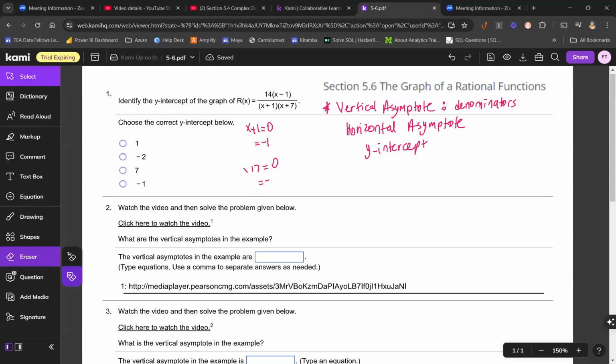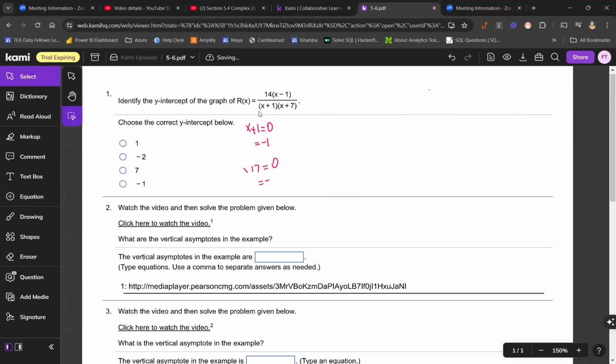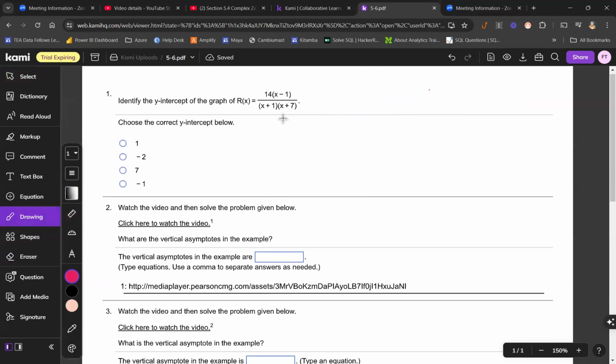So this question, I am going to do this so I can do it faster. For question number 1, I want to find its vertical asymptote, horizontal asymptote, and its y-intercept, as the question is asking me. So x equals negative 1 and x equals negative 7. These two are called vertical asymptotes. And asymptotes are always equations, so you cannot just say that negative 1 or negative 7 are the asymptotes.